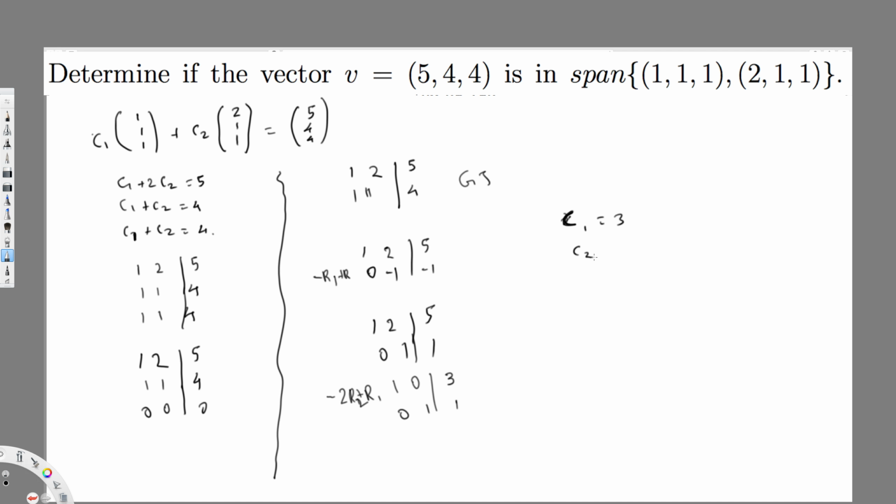From this equation we can simply say C1 is equal to 3 and C2 is equal to 1. So therefore C1 and C2 exist, and therefore this vector is in the span of these two vectors. So we can say, therefore, b is in the span. This is what the question is asking. Therefore this is my final answer.